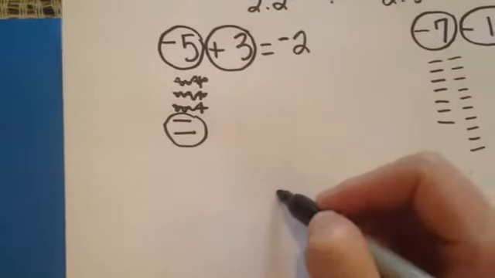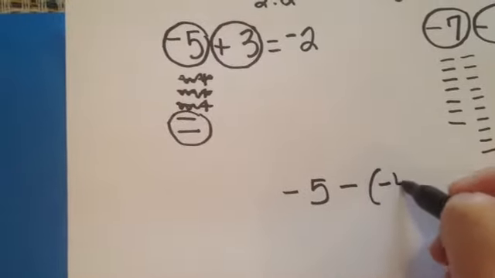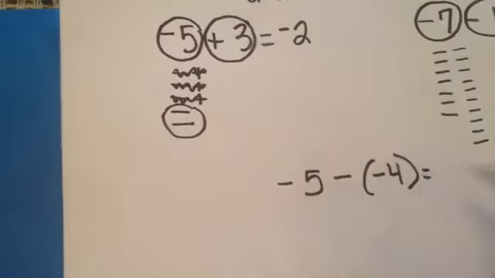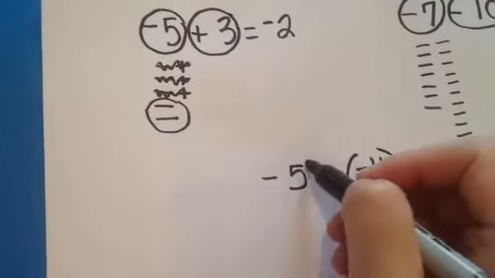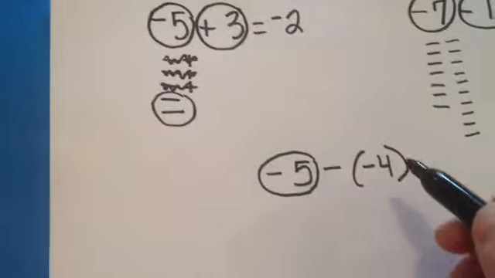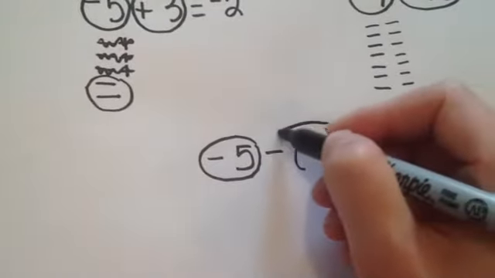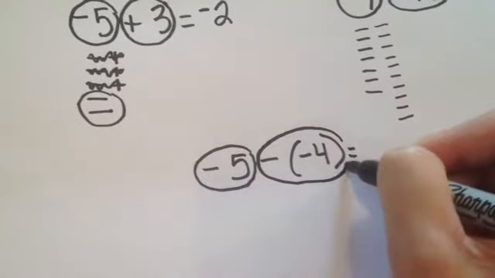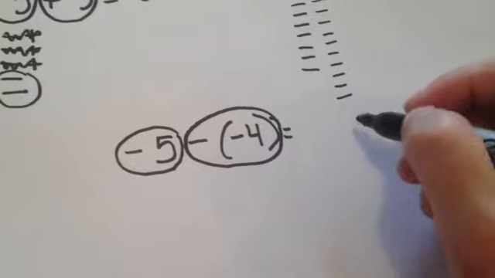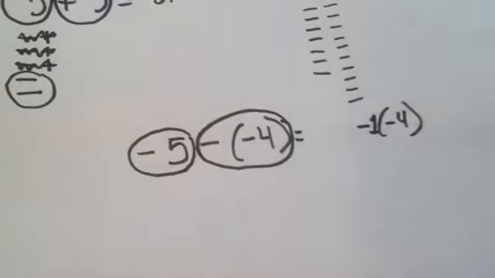Let's look at one that's a little bit more complicated. Let's say I have a negative 5 minus a negative 4. Okay. So again, I'm going to circle my numbers, but I can't just circle this negative 4, because remember, everything has to be circled when you do that. So I'm going to actually circle everything in front of this 4. Now, I want you to think back to this negative 4. There's actually a 1 there.